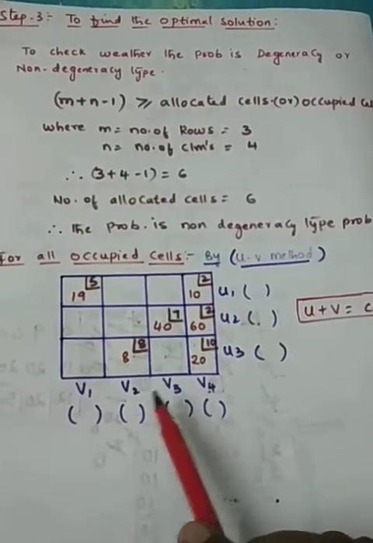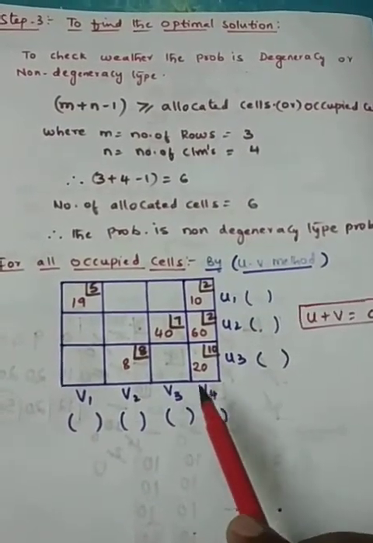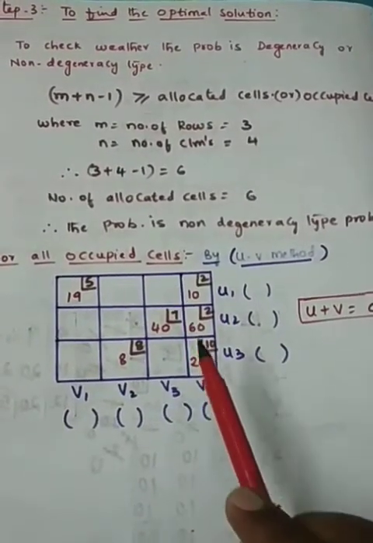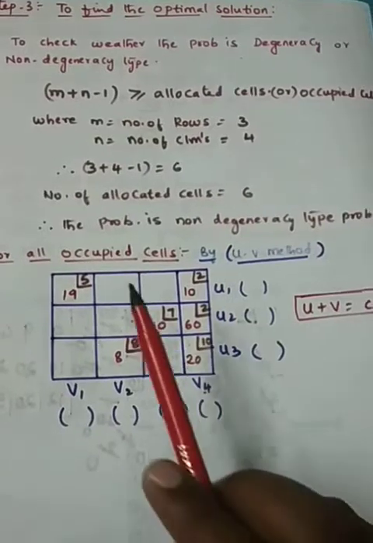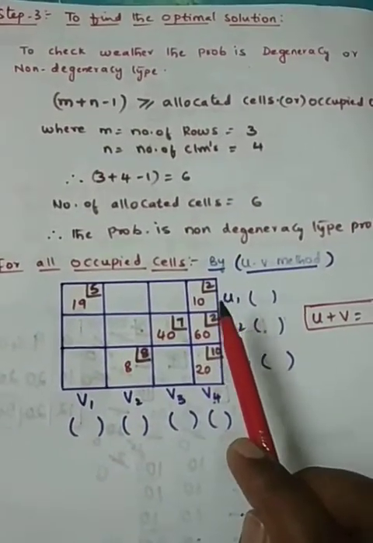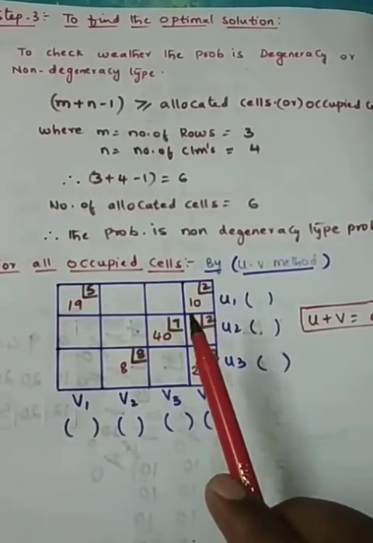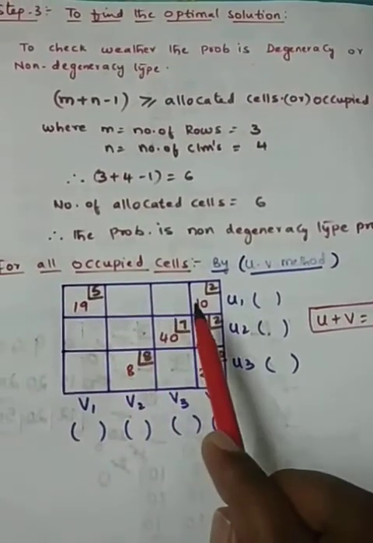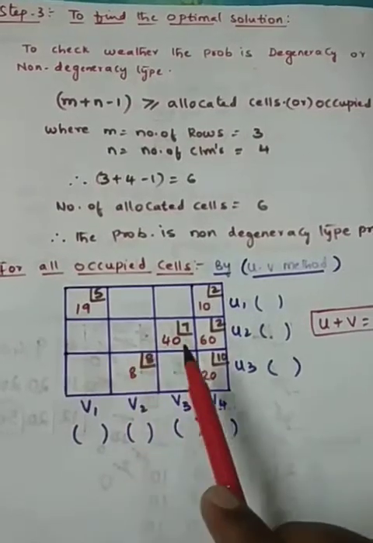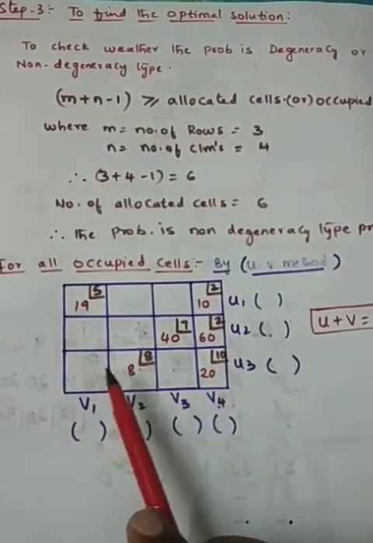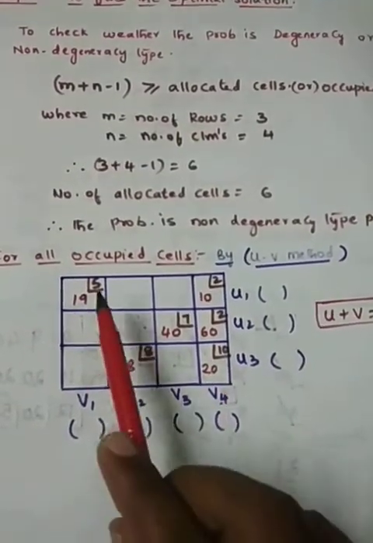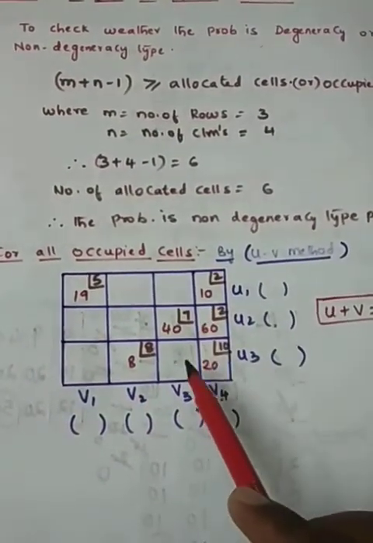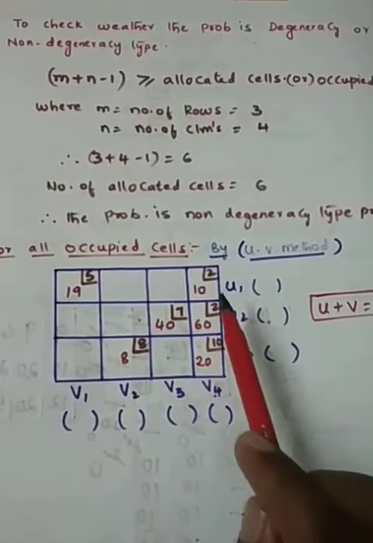To find out the values of u and v, initially you have to assume any one of these values as 0. To decide this, verify the rows or columns with the maximum number of allocated cells. Say for example, in the first row you have only 2 allocations, the second row again 2 allocations, the third row 2 allocations, the first column 1 allocation, the second column 1 allocation, the third column 1 allocation, whereas the fourth column has 3 allocations.